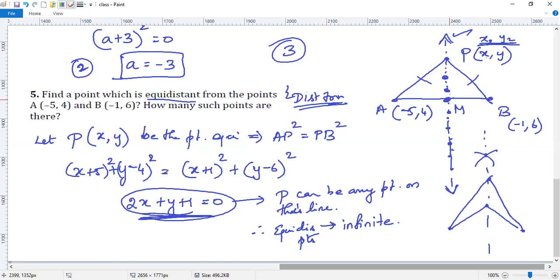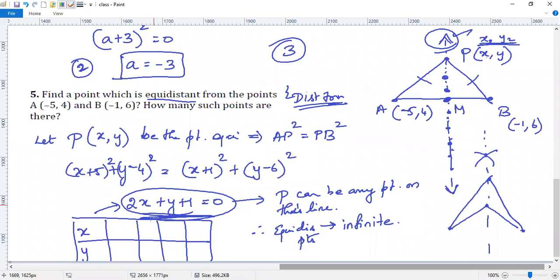You mark this as midpoint M. You can find exactly what its coordinates are. The only specific coordinate point you can find is the midpoint of A and B, and that is also equidistant from them. When you substitute it in this equation, you will get the equation satisfied, because that midpoint is also an equidistant point, therefore it will also lie on this line we are discussing. Clear?